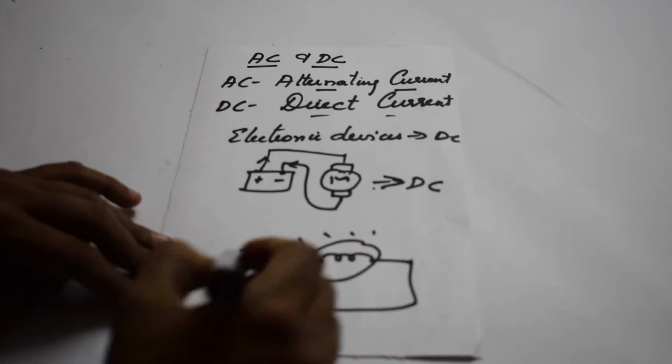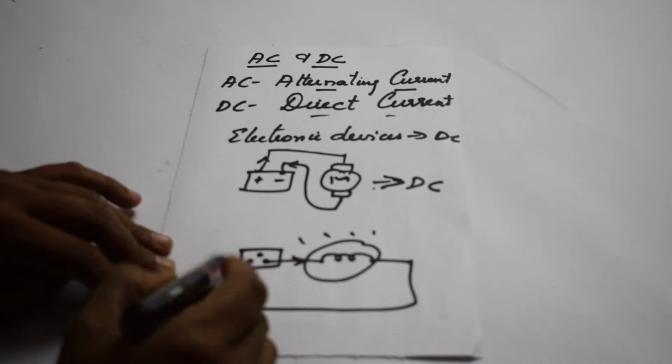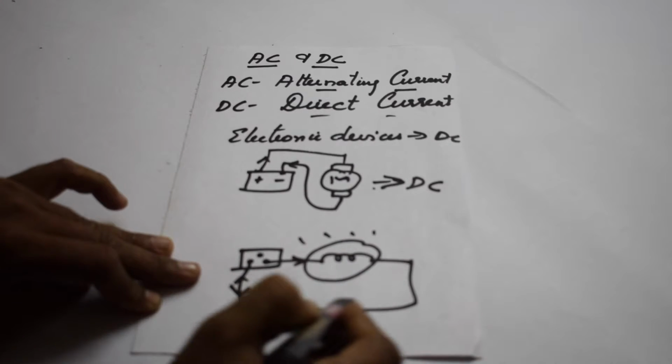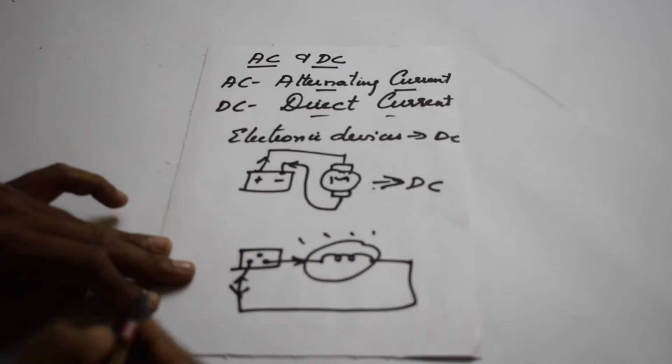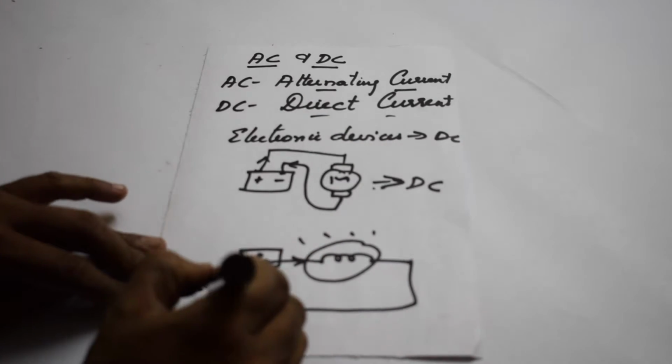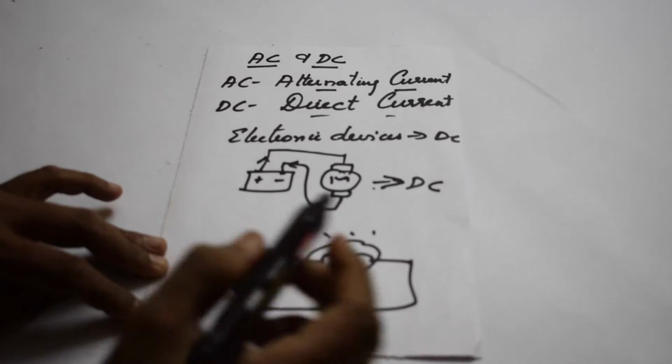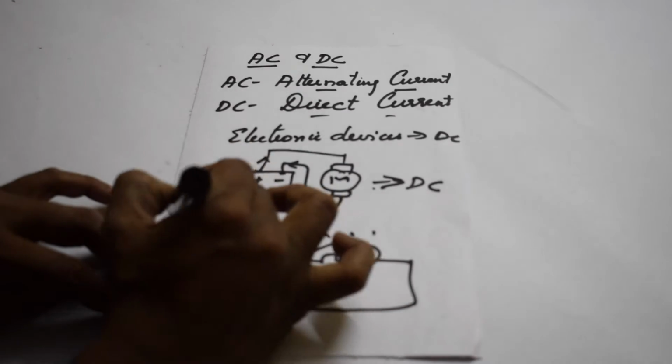In the second phase, from this point the current comes in the reverse direction of the previous phase. It goes like this and comes back to this place. This is the form of AC. The flow of electrons in the first phase totally differs from the second phase. This could be easily understood using a graph.